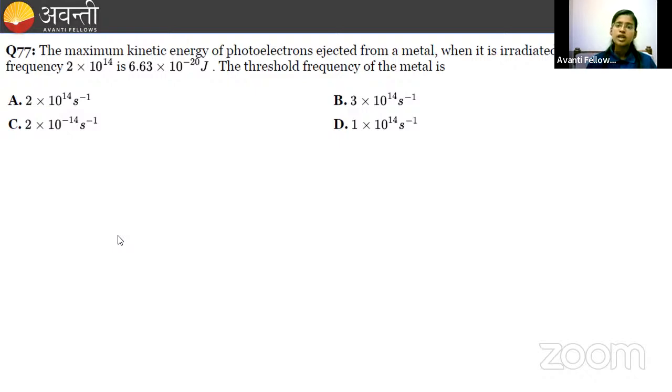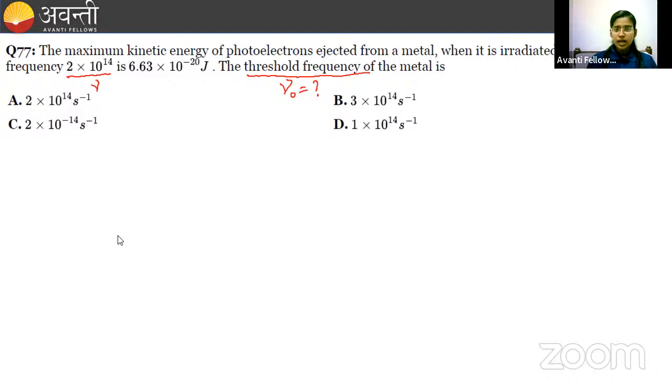The threshold frequency of the metal is... So we are asked to find the threshold frequency, which is actually ν₀. ν₀ we have to calculate. And we are provided with the frequency value. Frequency ν is 2 × 10^14. The ν value is given.